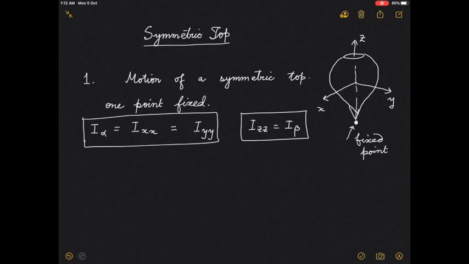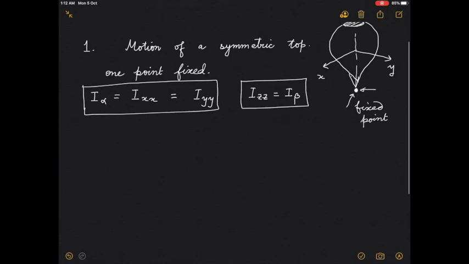Okay, so that is a symmetric top, and we ask the question: what happens if I consider the motion of this top with one point, which is the point here, fixed? So that is one question that we will ask. We'll do that in detail, so we'll come back to it later.